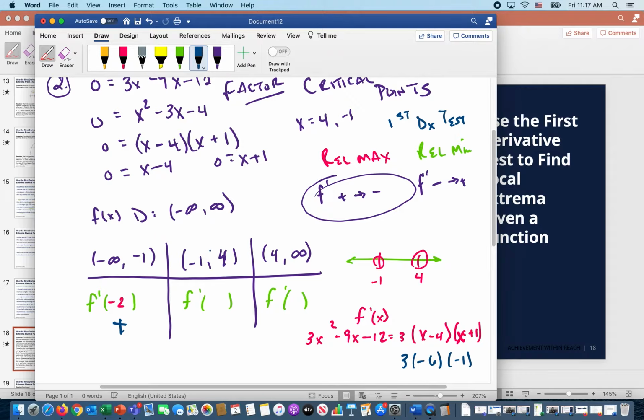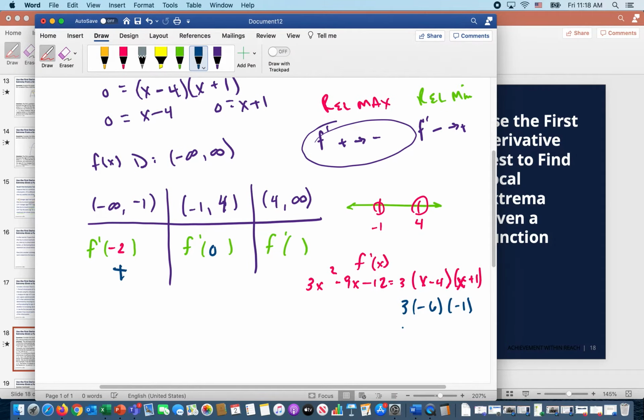A number from this interval would be 0. So I'm going to plug 0 into this derivative. If I did that, I would have 3 times negative 4 times 1. A negative times positive is a negative. Again, it's not that I care what the actual value is. It's that I care, is the value positive or is it negative? Take a look at this one. The way I do this, I'm going to plug 5 into the derivative right here. Okay, and I'm plugging into this version of the derivative because I only care about the signs.